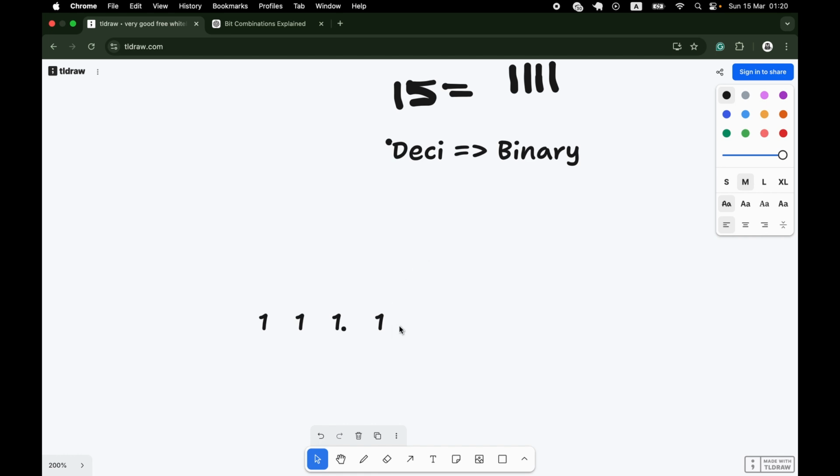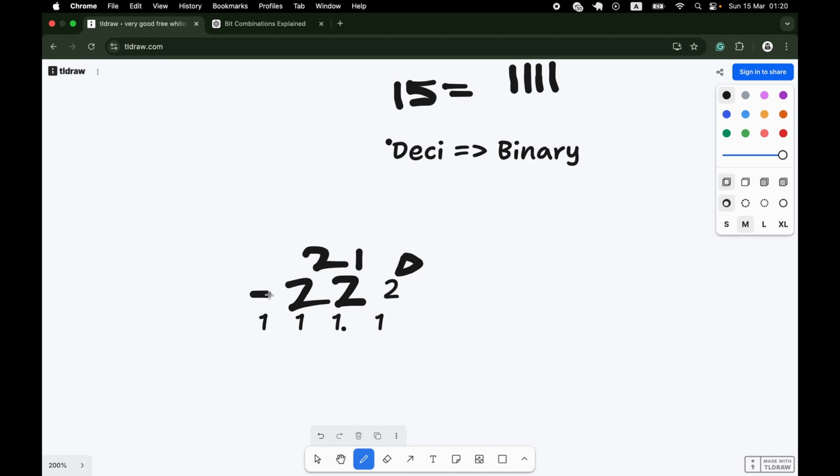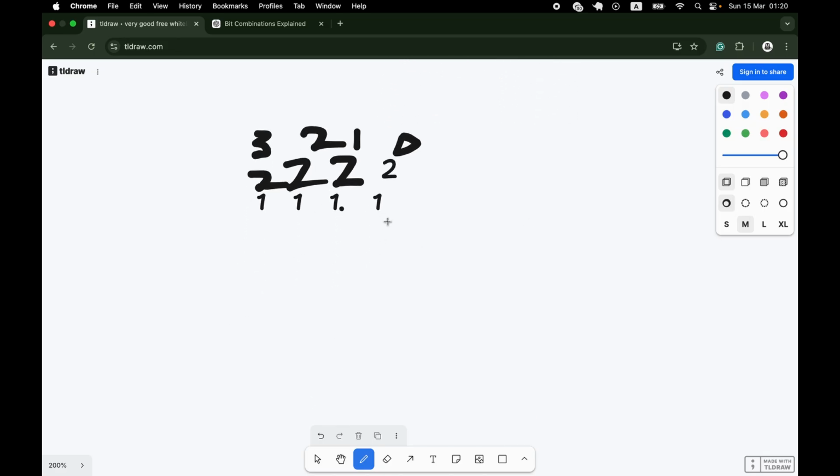So we will start from left to right. We're gonna start from this left side 1, so we will start from 2 to the power 0. For the next 1, 2 to the power 1. This time 2 to the power 2. This time 2 to the power 3. So we will multiply for each number, starting from left to right.